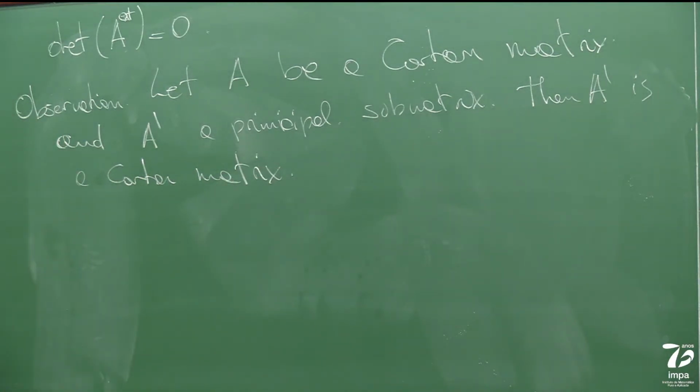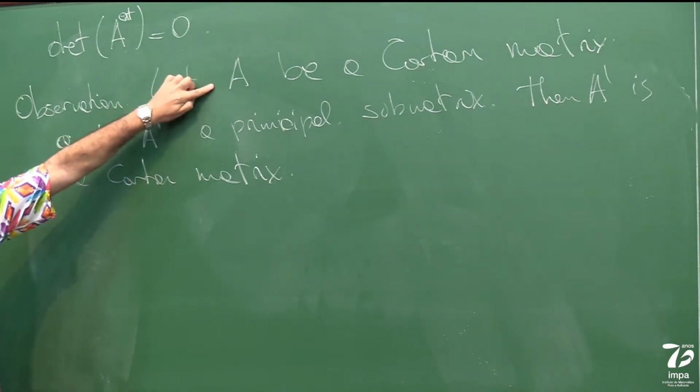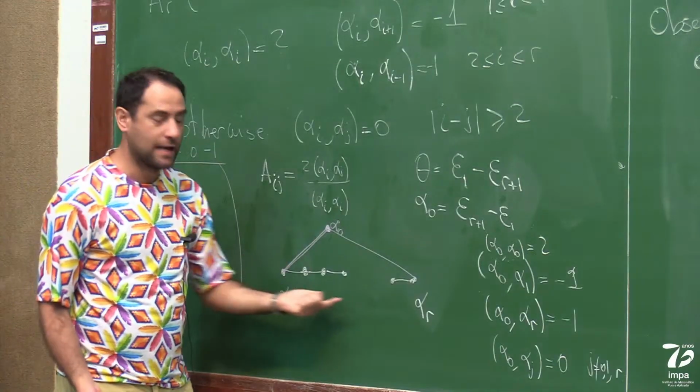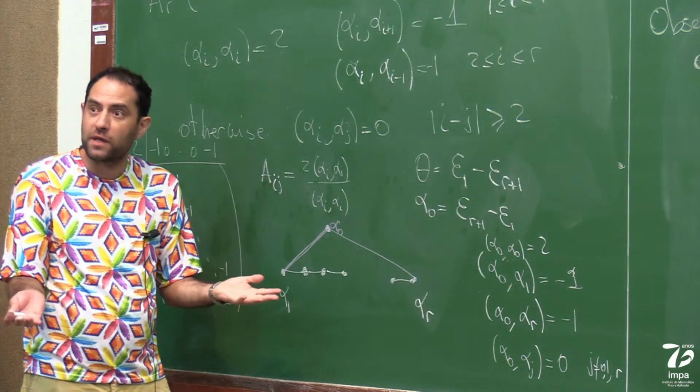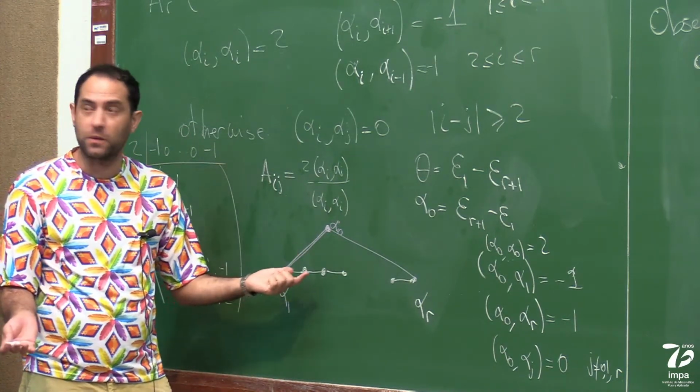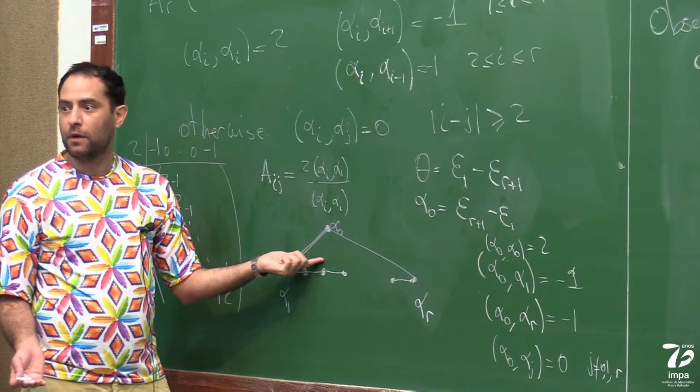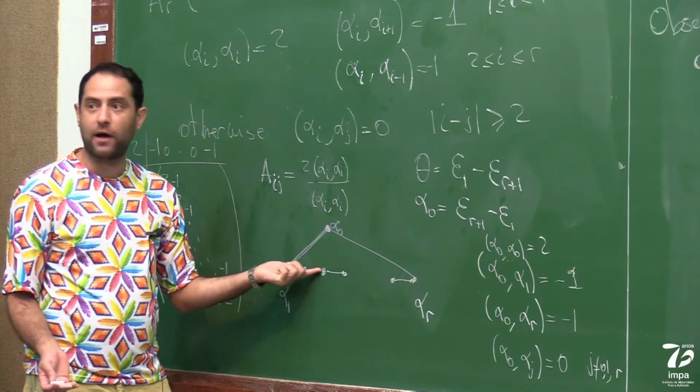So the way we're going to use this typically is the opposite. It's the converse of this. If A prime is a principal submatrix and it's not a Cartan matrix, then we couldn't have started with a Cartan matrix. In particular, if I give you any Dynkin diagram that has as a subgraph, by just choosing the nodes and all of the corresponding arrows connecting those nodes, this thing, it cannot have come from a simple Lie algebra. So no Dynkin diagram can have a simply connected loop.